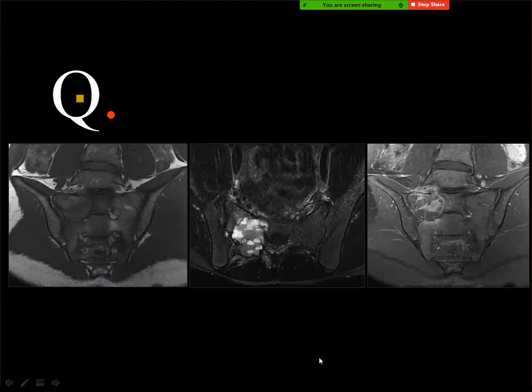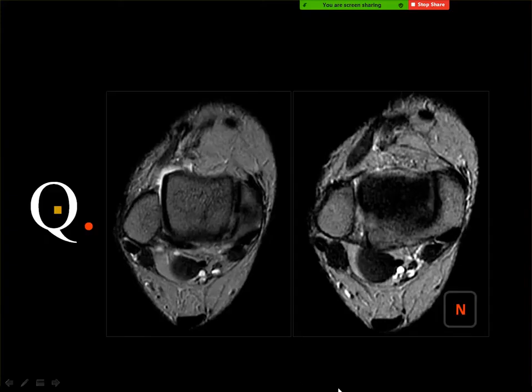Then this is MRI of the sacrum. ABC. Yes, and this is aneurysmal bone cyst because of the fluid levels, which are very characteristic of the aneurysmal bone cyst. This is MRI of the ankle.